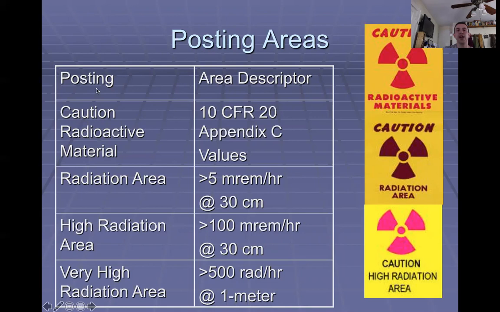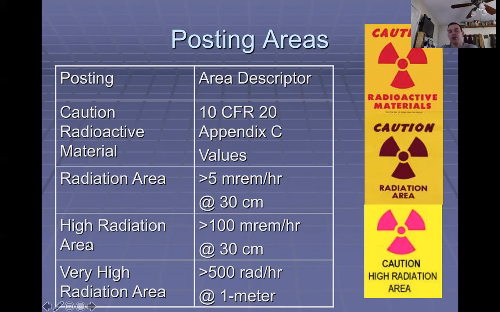Now, that is just physical materials present. This 10 CFR 20 Appendix C value is just a value that says that material needs to be licensed. You need to have a license in order to have that material. The rest of them are signs that communicate levels of radiation present. So if you were entering a radiation area, you know that area has levels of radiation above 5 millirem per hour at 1 foot, or at 30 centimeters. 30 centimeters is roughly 1 foot. That's where you would see "caution radiation area."